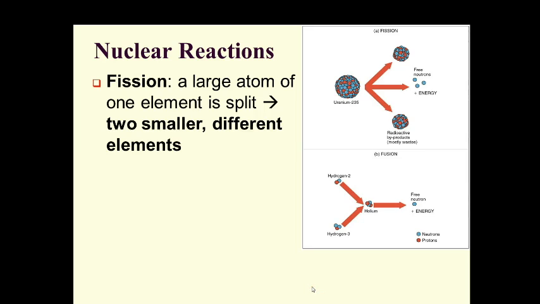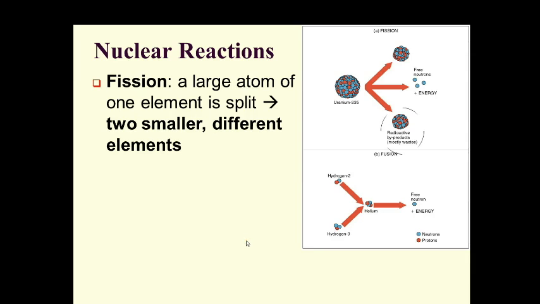There are two types of nuclear reactions. Fission: you take a large atom and you split it into smaller atoms. So if you look at the example over here, we start with an isotope of uranium, uranium-235, and it splits into two different atoms. Typically these are radioactive as well. You also get some neutrons out and energy.